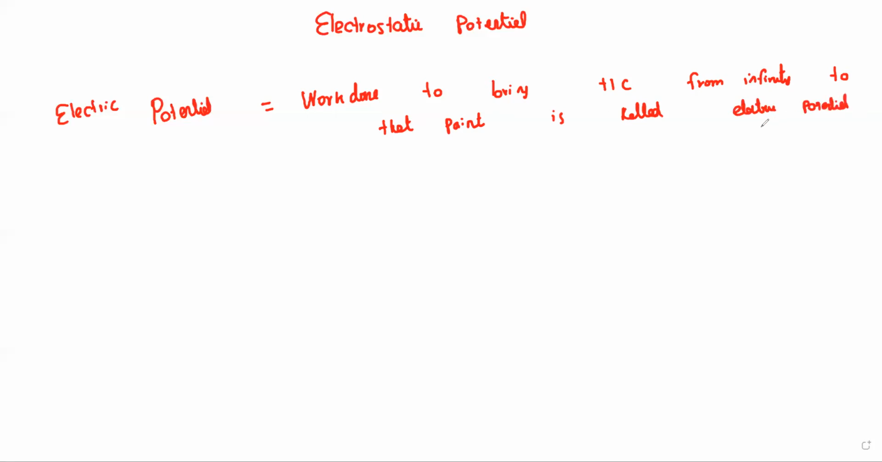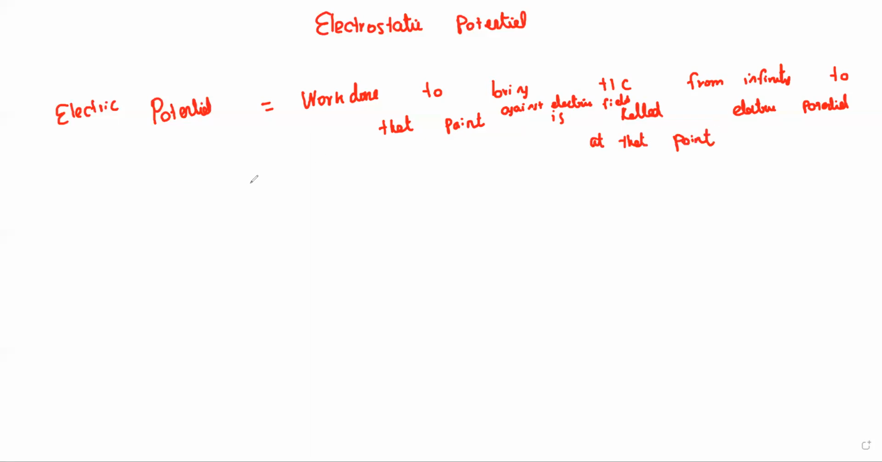And if you want to know about the potential difference, that is the work done to move electric potential against electric field. That is the important word, against electric field. So work done to move 1 coulomb positive charge from infinity to that point against electric field is called as electric potential at that point. Electric potential at that point.